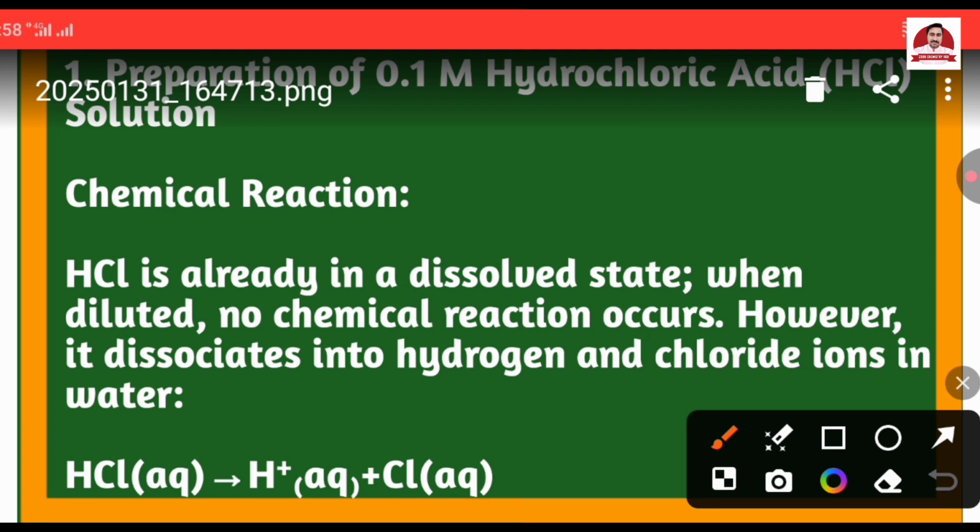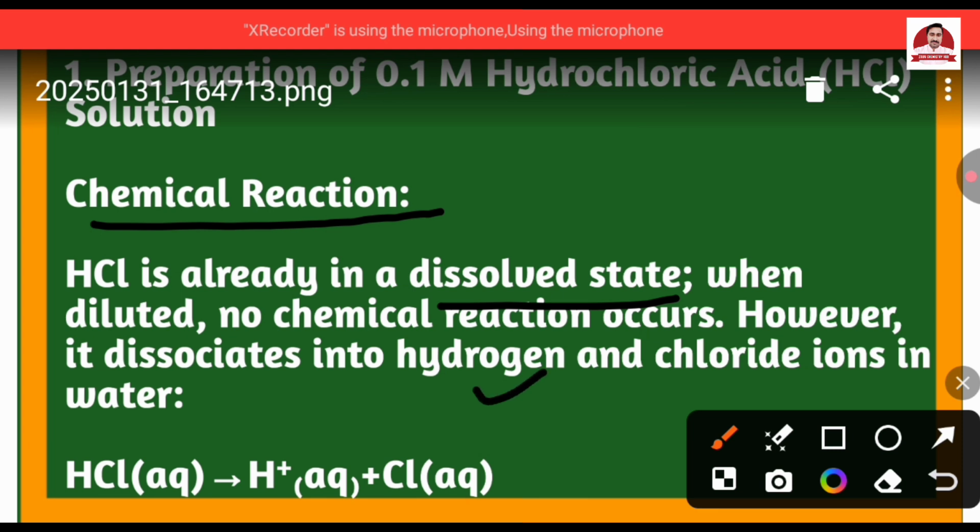the hydrochloric acid is present in a dissolved state, in an aqueous solution. So its chemical reaction is that the HCl is already in a dissolved state when diluted. No chemical reactions occur. However, it dissociates into hydrogen and chloride ions in the water. As you can see, the hydrochloric acid is present in liquid state, and in the liquid state it is present as hydrogen ion and chloride ion.